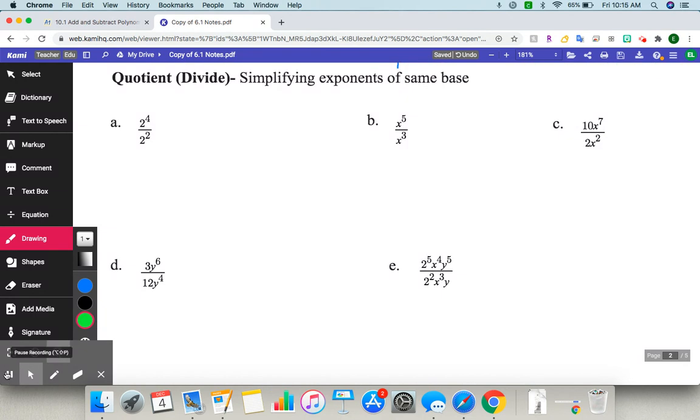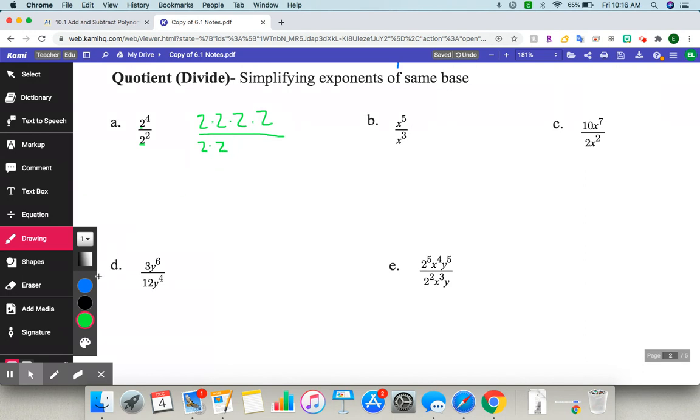Lastly, we're taking a look at one more operation, and that's quotient. So that's where we're dividing exponential expressions with like bases. Notice in part A, I have a base of 2 and a base of 2. So once again, first I want to expand this before I simplify. So 2 to the 4th is 4 factors of 2 divided by 2 more factors of 2.